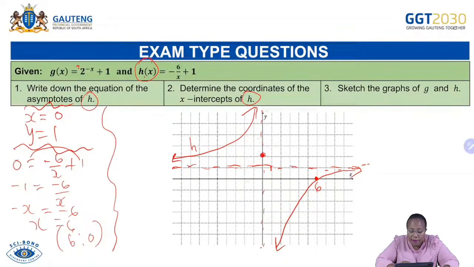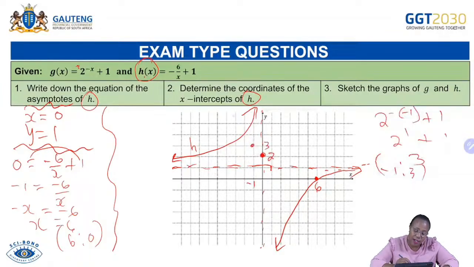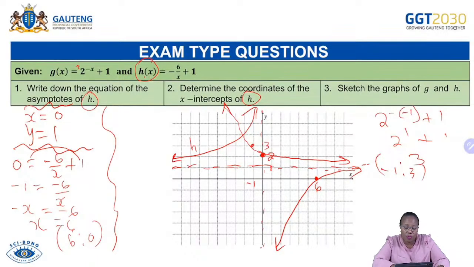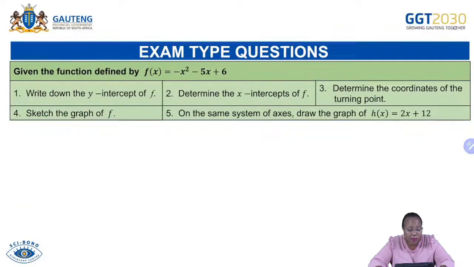Let's take another value. Let's put a minus 1. 2 to the power -1 plus 1, it will be 2 to the power 1 plus 1, which is 3. So now -1 coordinates with the 3 there. And then it's -1 with the positive 3. 1, 2, 3. So this graph will cut there, coming closer to your asymptote without touching that asymptote. Each graph will be worth 3 marks, then you'll be having your 6 marks back with grade 12.